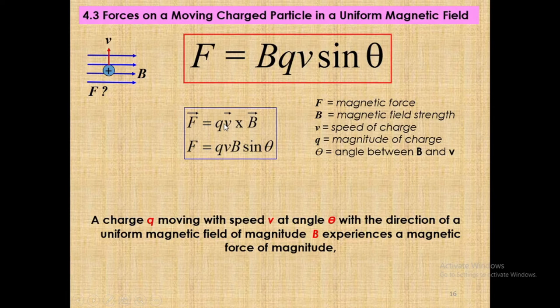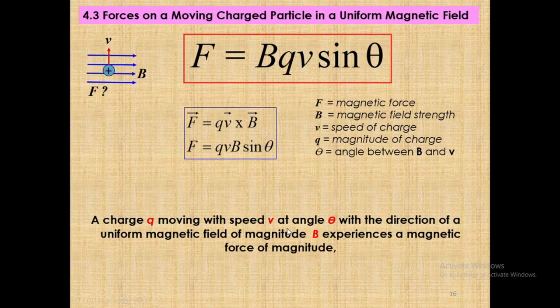F represents the magnetic force. B represents the magnetic field strength. V is the speed of the charge. Q is the magnitude of the charge. And theta is the angle between B and V. So, a charge Q moving with a speed V at an angle theta with the direction of a uniform magnetic field B experiences a magnetic force of magnitude F equal to BQV sine theta. This is the definition for this formula.